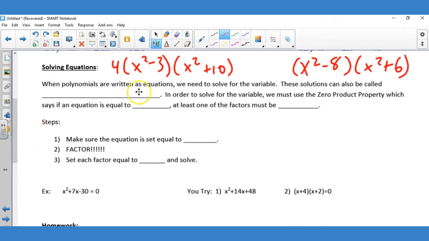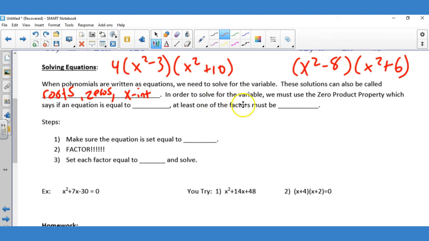For this portion of our video, guys, solving equations. You factor the same. The only difference is when a polynomial is written in an equation, meaning there's an equal sign, we need to solve for the variable. These solutions can also be called roots. There's a couple of different names: roots, zeros, or x-intercepts. We'll talk about all this extensively in a minute.